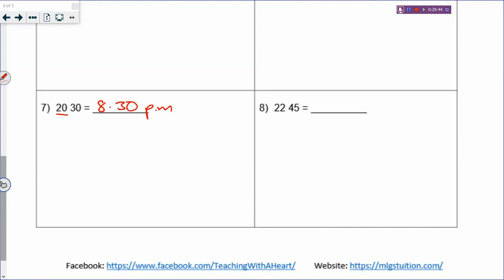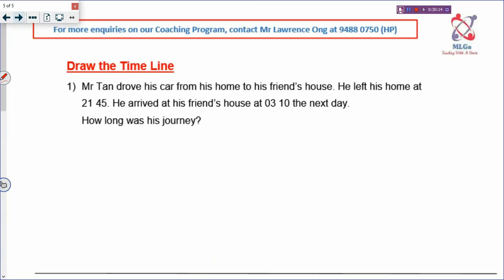All right, next one. Look at the 22:45. The 22 is 12 and bigger, so it is PM, and you work backwards. 22 minus 12, and you get 9:45 p.m. All right, so that's how you change 12-hour time to 24-hour time, and then 24-hour time back to 12-hour time. So if you're still confused, then you can always play back the video and watch it again until you begin to understand. Because if you can't understand, then you will not be able to do this. You need to know how to convert before you can draw out the timeline.